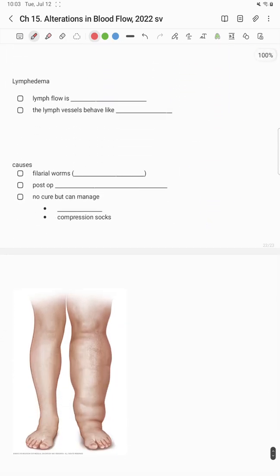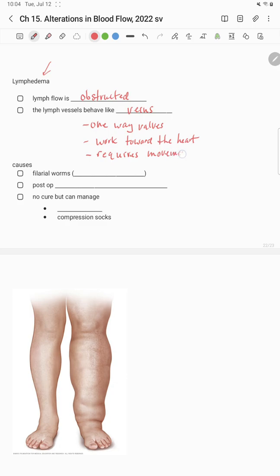Okay, lymphedema. This is where lymph flow is obstructed. Edema is alluding to swelling. So the lymph vessels behave like veins. What that means is they have one-way valves. They work toward the heart, as far as circulation, and it requires movement to circulate, just like the veins do.